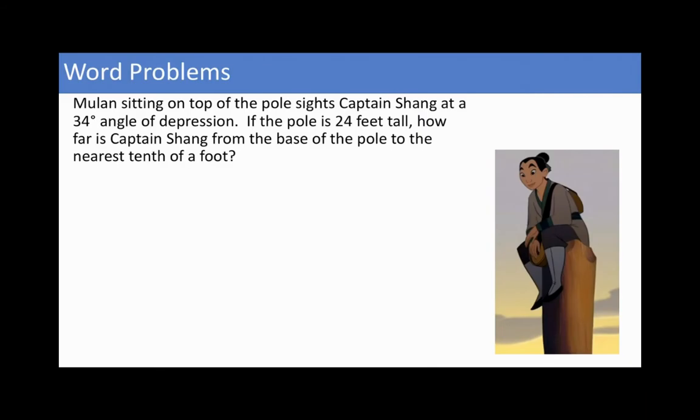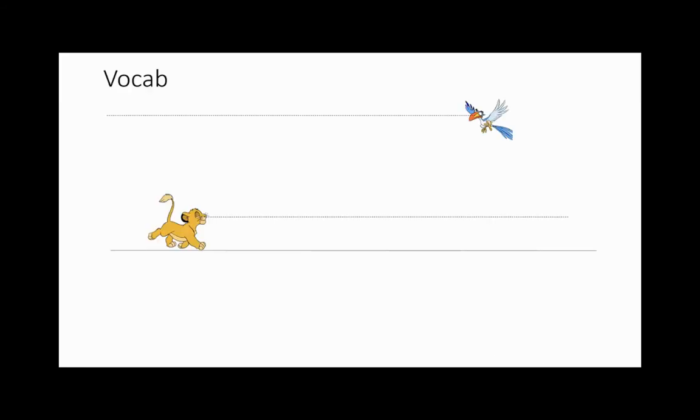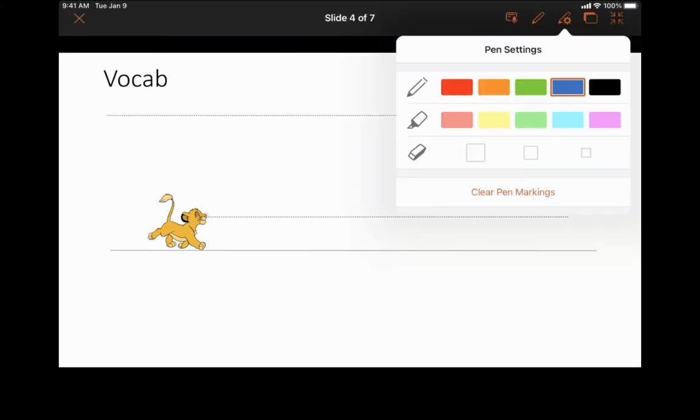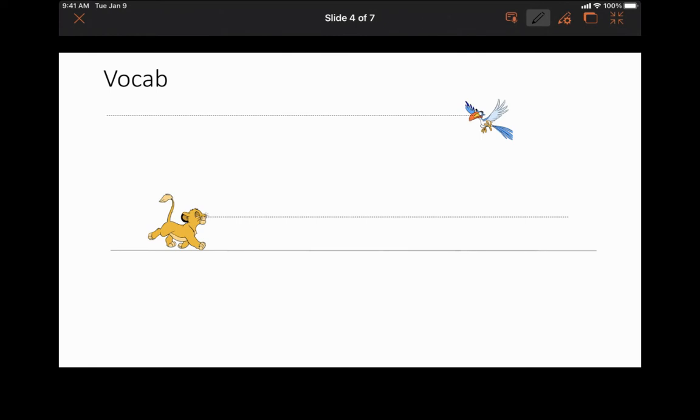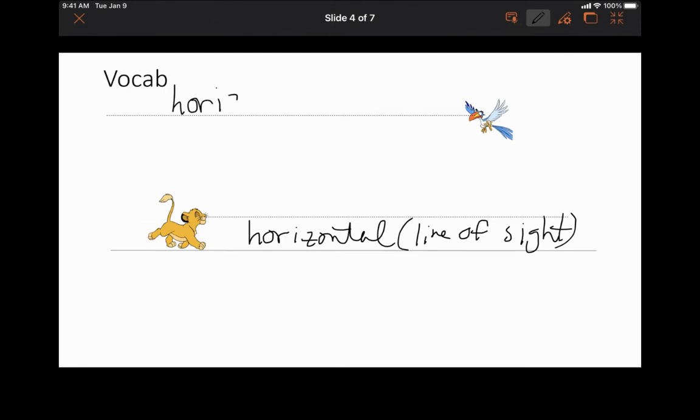Vocabulary. So now that we've talked about just some applications, let's talk about word problems. If we're looking at this, you can see Simba. He's walking on the ground and Zazu's flying. So when we do problems, we talk about a horizontal or a line of sight. So Simba here, his horizontal or line of sight is here. Zazu's horizontal or line of sight is up here.